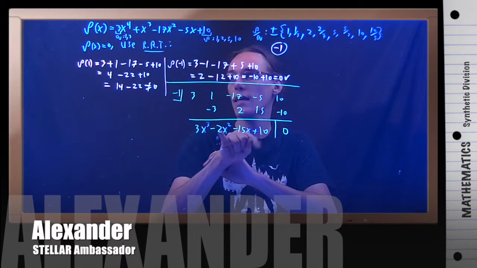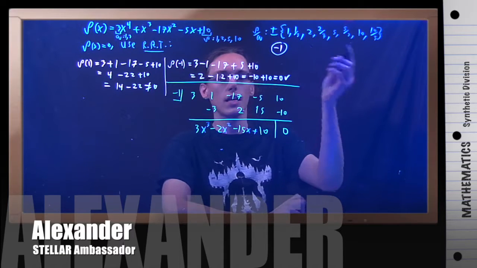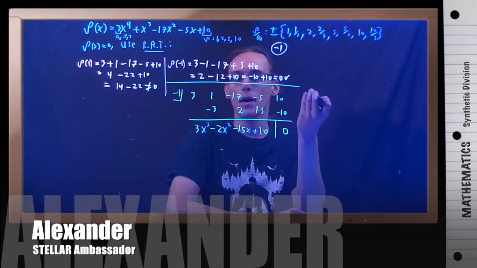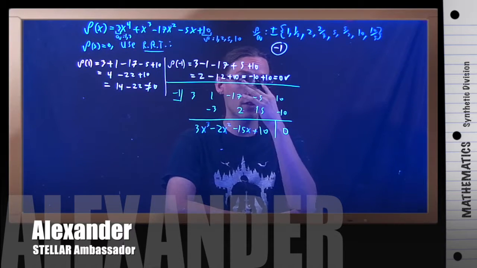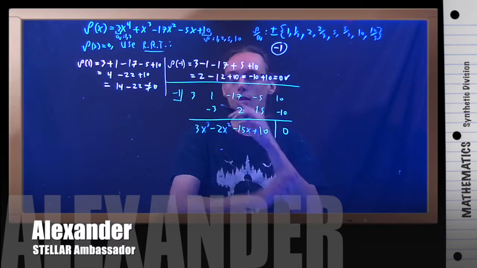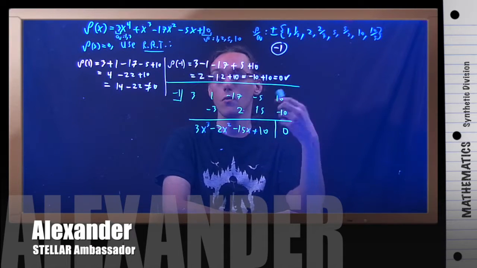My p is still 10. My q is still 3. So I'm still using the same list, but notice I know it's not +1, and I know it's not -1 because I've already done those. And so that's pretty straightforward. Now, what you would want to do is go through this list and try every single one until it works.